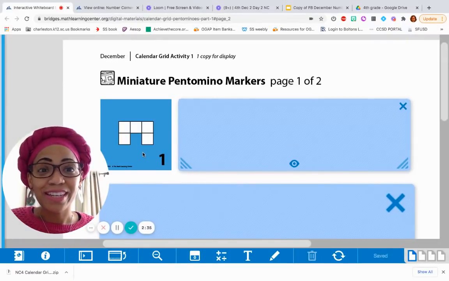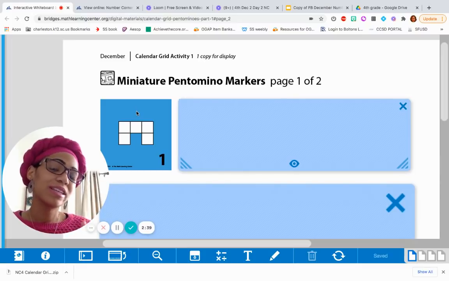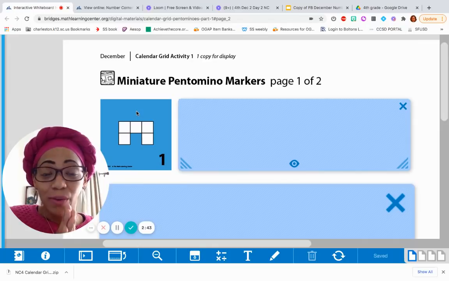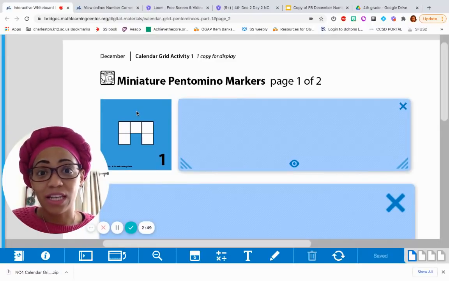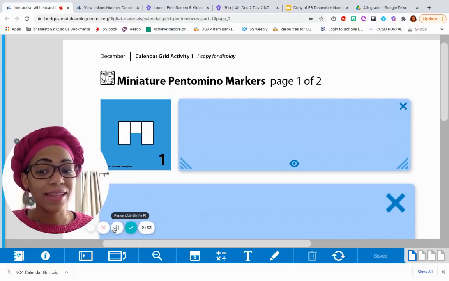Line of symmetry, right? So anytime you have a shape where you can fold it in half and each side is perfectly matched, we call that a line of symmetry. And some shapes have 1 line of symmetry and some shapes have more than 1 line of symmetry. Good observations. Let's look at the next one.